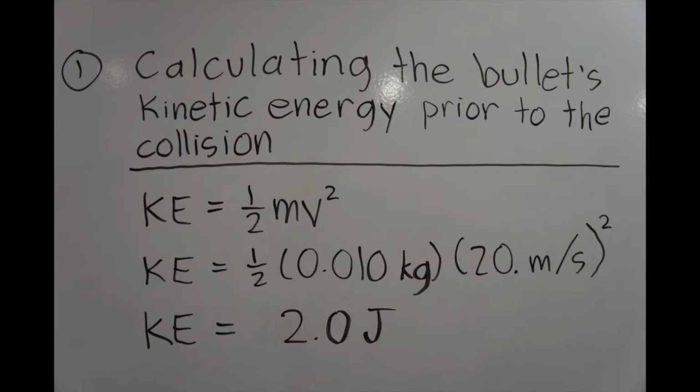For the first step, we're calculating the bullet's kinetic energy prior to the collision. Here we have the kinetic energy equation, KE equals 1/2 mv squared. Then we plug in the mass of the bullet, which is 0.010 kilograms, and the velocity of the bullet, which is 20 meters per second. Finally, we solve to find that the kinetic energy of the bullet prior to the collision is 2 joules.